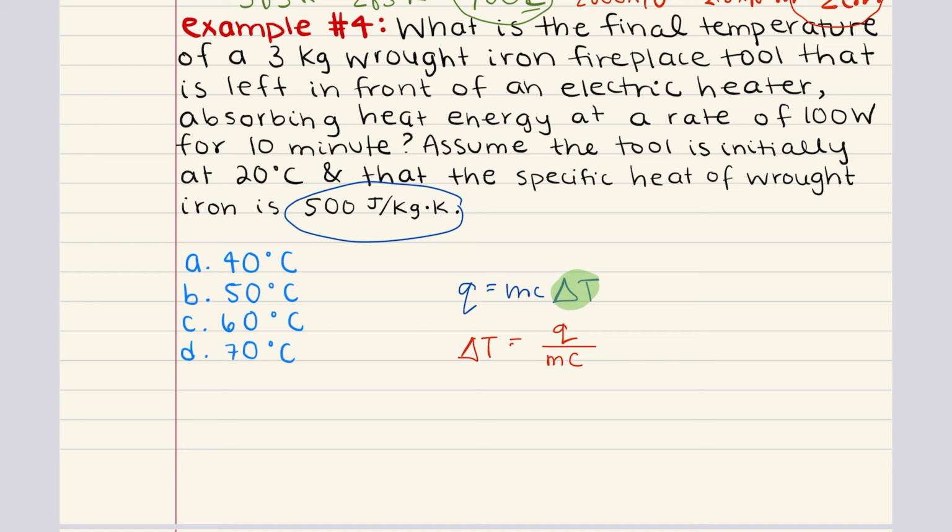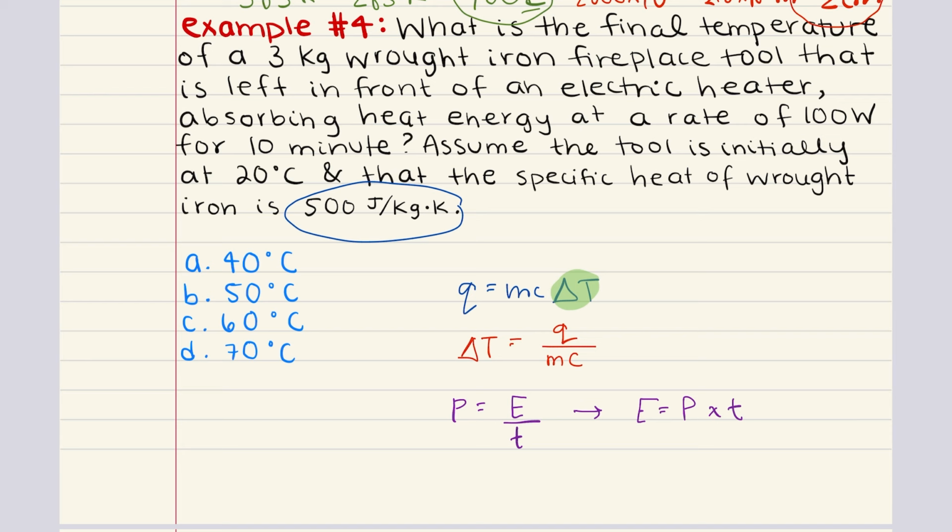Power is defined as the rate at which energy is transferred, and it's related to energy and time through this equation: P, power, is equal to energy divided by time. We're given the information regarding power and time, so we can solve for the energy by rearranging this equation. Energy is equal to power multiplied by time. Now, the power of the heater is given as 100 watts, and the time is given as 10 minutes.